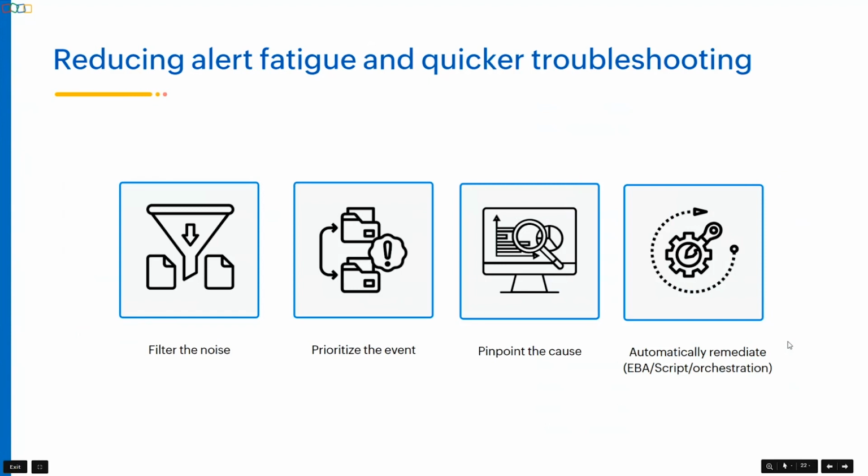So by reducing this alert fatigue, you can enable quicker troubleshooting. So by that, I mean you can filter out the noise, prioritize the event, pinpoint the cause, and automatically remediate the issue. Applications Manager empowers you to automate the response to missed backups, eliminating the risk of human error and ensuring data safety. Here's how it works. So with the help of automated monitoring, Applications Manager continuously monitors your database or MS SQL server, keeping a watchful eye on the data backup process.